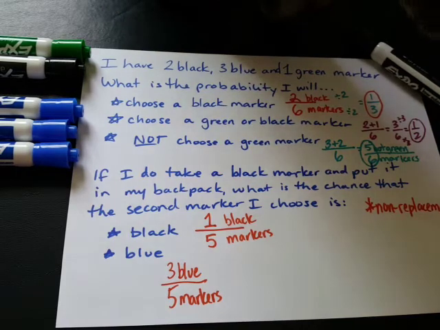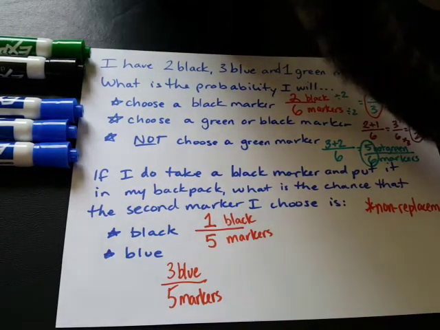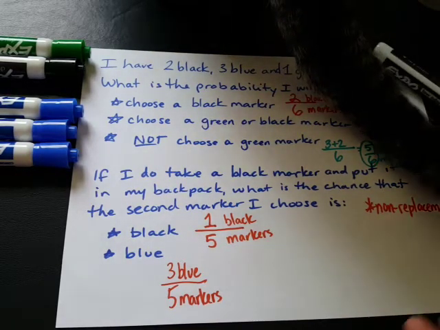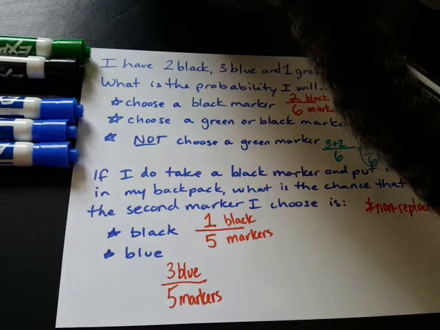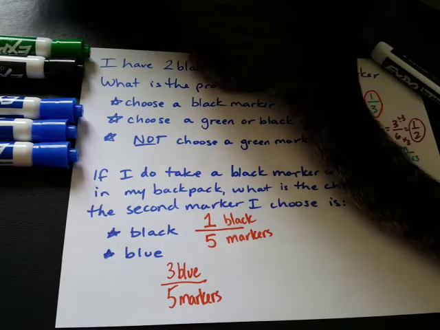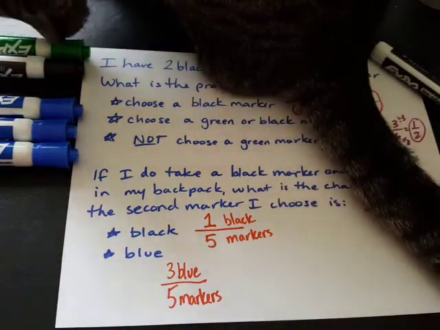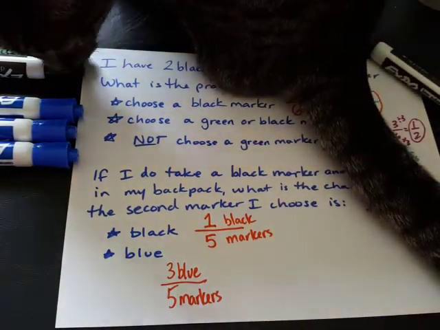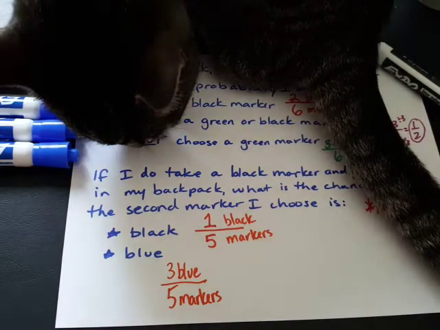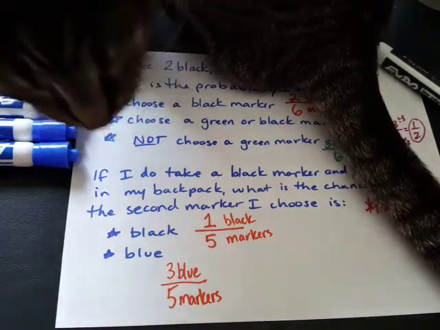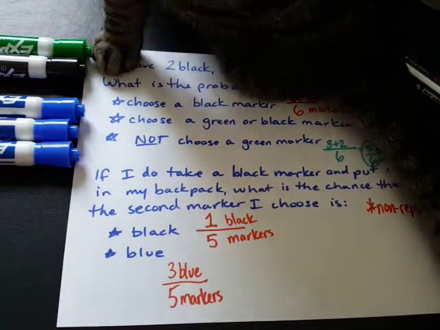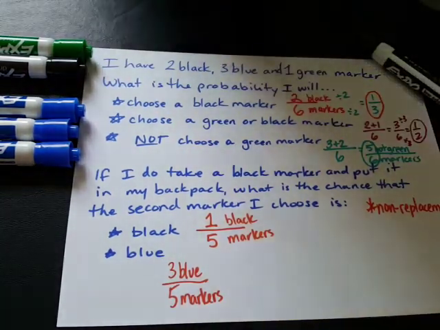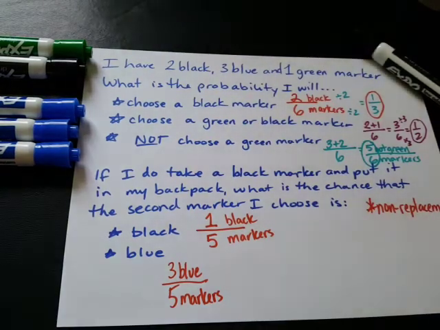So ways of getting replacement is like getting a card and the card gets put back into the deck. You choose a candy, you decide you don't like it, you put it back. Other ways of showing non-replacement, like how we have, is I've taken it out, I've put it in my backpack. You draw a card and you put it back into the deck.